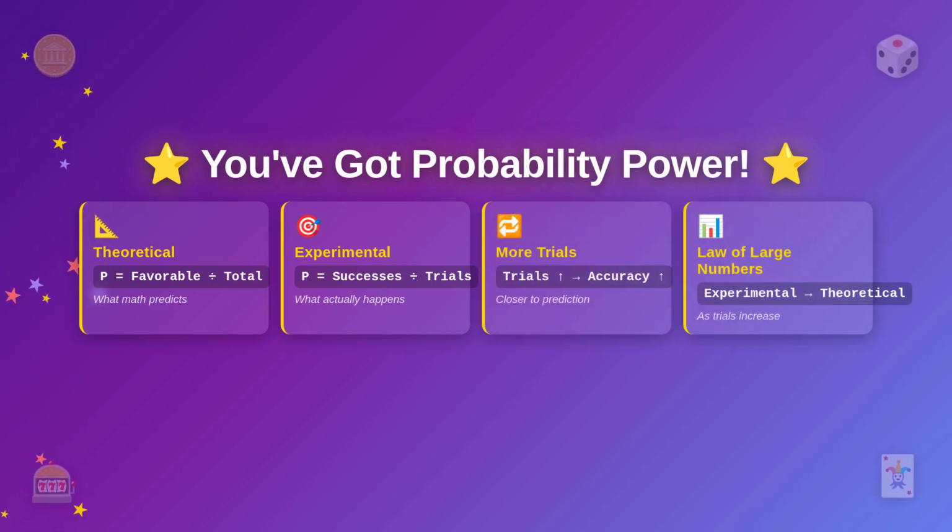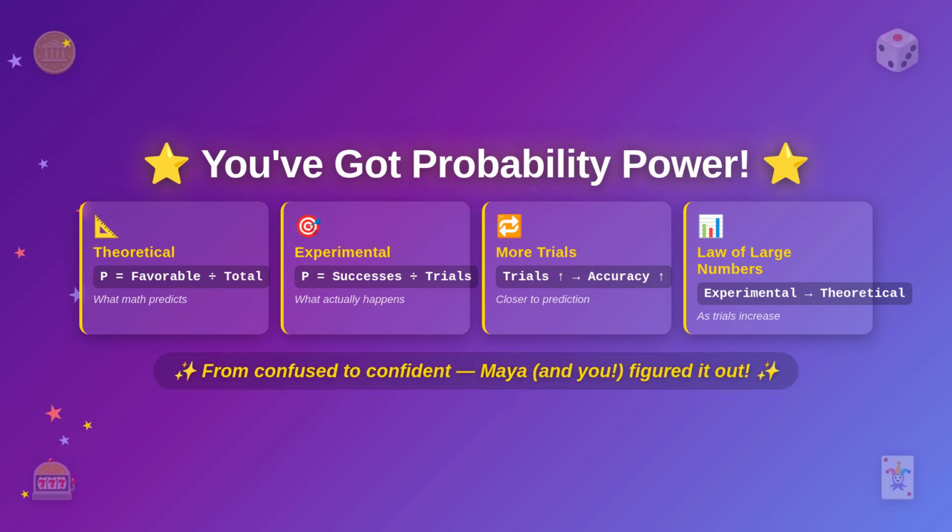Remember when Maya was staring at that coin, wondering if her brother was right? Now she knows exactly how to answer him. Theoretical probability tells us what math predicts. Experimental probability shows what actually happens. And the more times you test it, the closer those two values get. That's the law of large numbers.